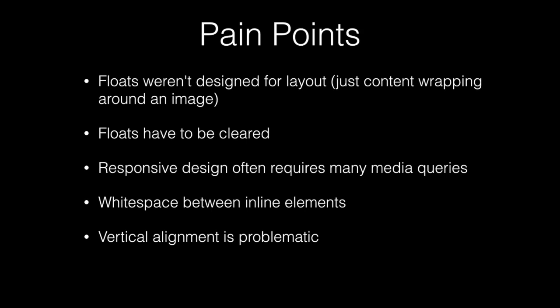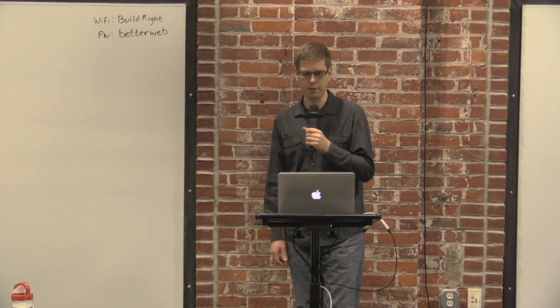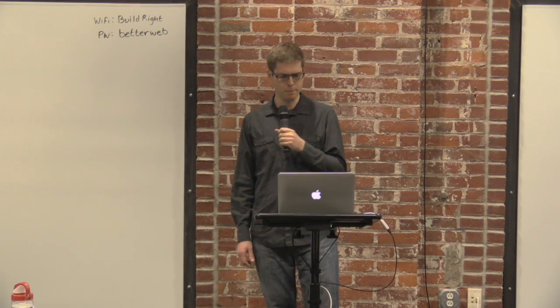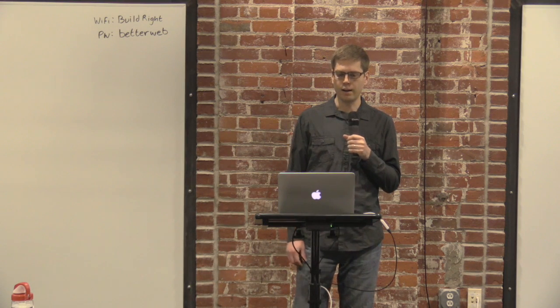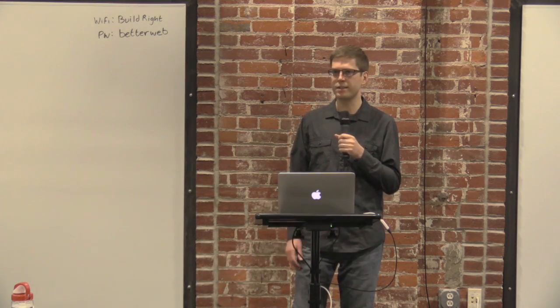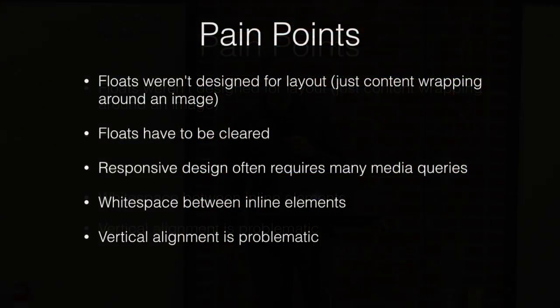Responsive design often requires many media queries, so often we're writing a lot of styles for each device. It's almost like we have a separate style sheet for every screen size, sometimes it feels like, because we have to rewrite so many of the styles. If we're using inline elements for layout, we have white space that gets put in there that we have to deal with in various ways. And then finally, vertical alignment's often problematic.